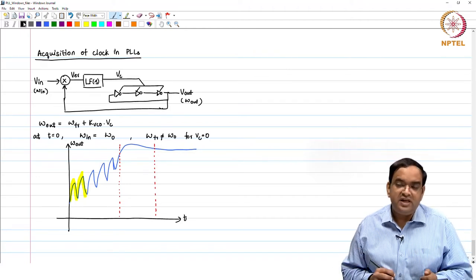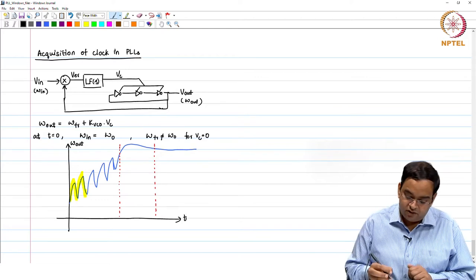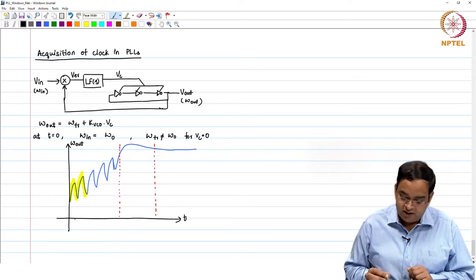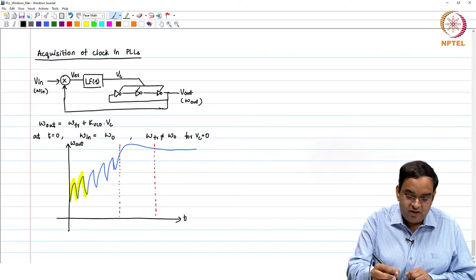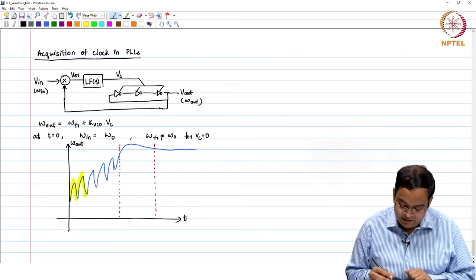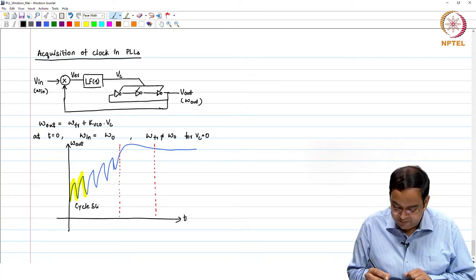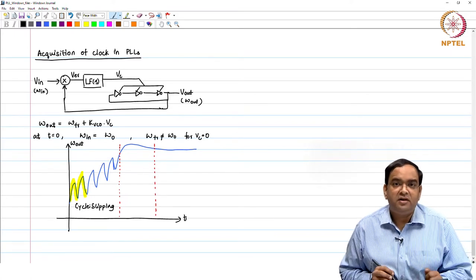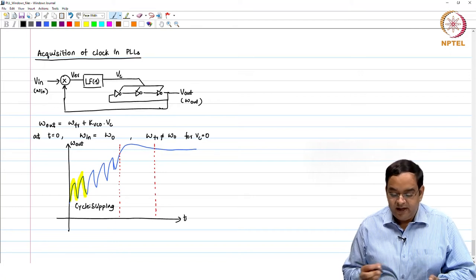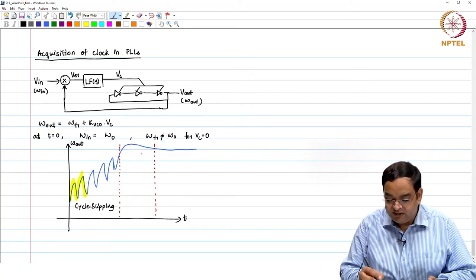Depending on the frequency error which you have, if that does not happen, you see such a frequency increase and decrease, and what we see here is a phenomenon called cycle slipping. We will see how cycle slipping happens. In this case, what you are seeing here is a kind of linear settling of the output frequency.